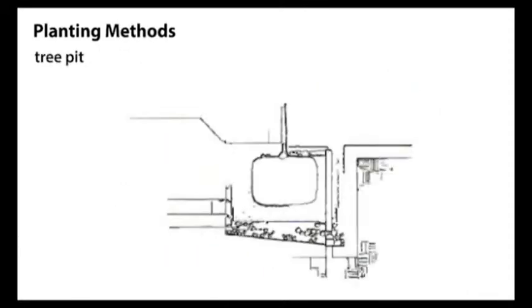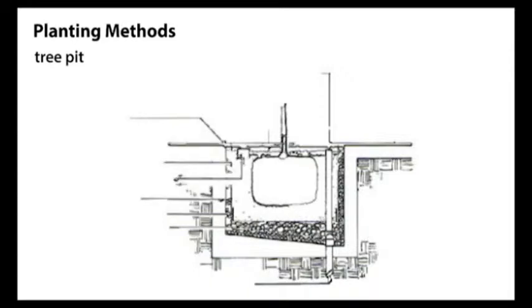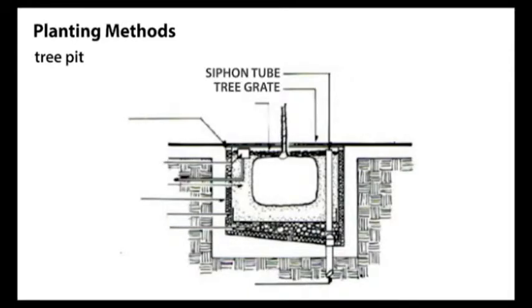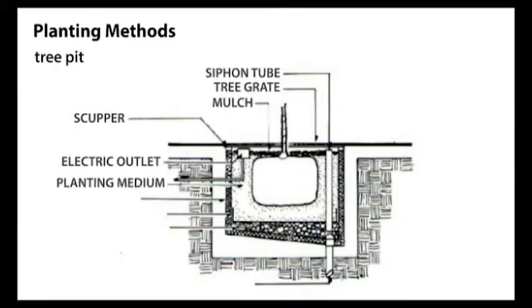Secondly, there is the 3-pit planting method. Here are the components for the 3-pit planting method: siphon tube, tree grade, mulch, scupper, planting medium, soil separator, and drainage layer.